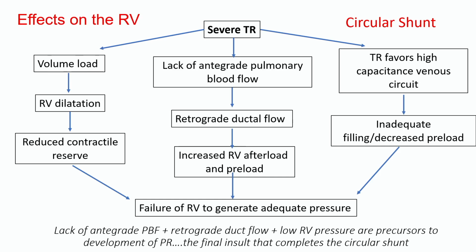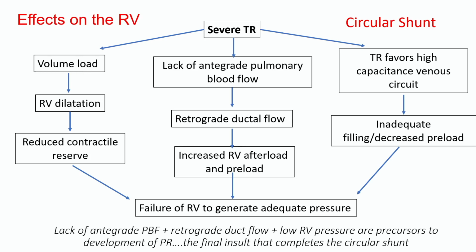Because there's a lack of antegrade pulmonary blood flow, right, because there's not enough pressure generated to force blood past that pulmonary valve, you need retrograde ductal flow. So flow goes from the aorta through the ductus into the pulmonary arteries, and that increased flow causes an increased right ventricular afterload and preload, again affecting the ability of the right ventricle to generate adequate pressure.